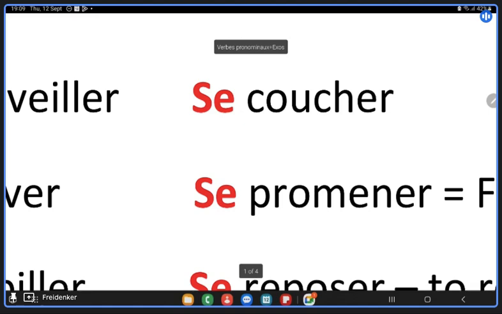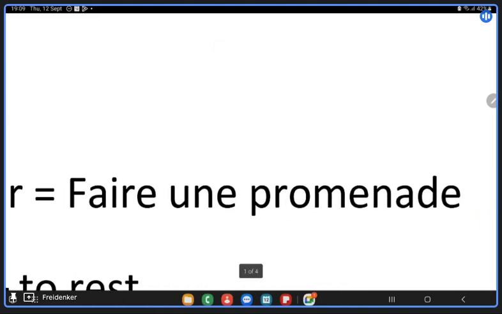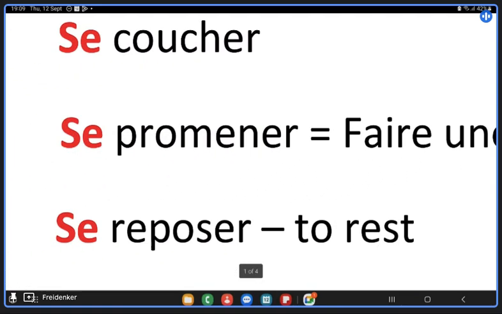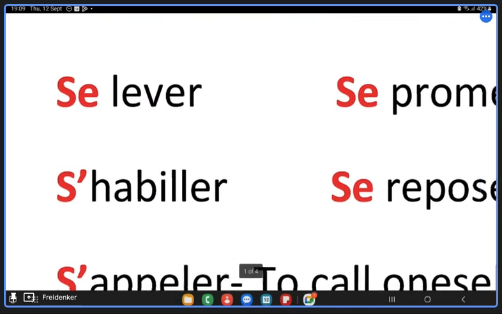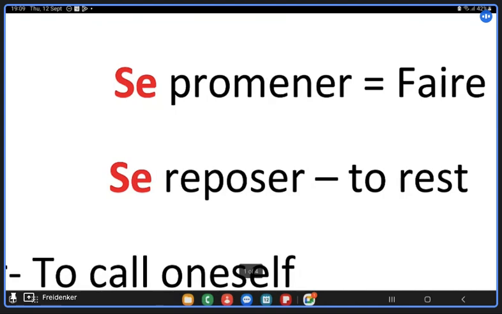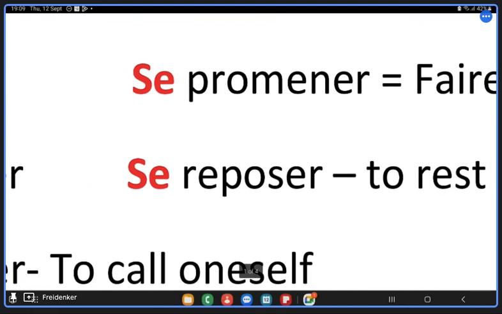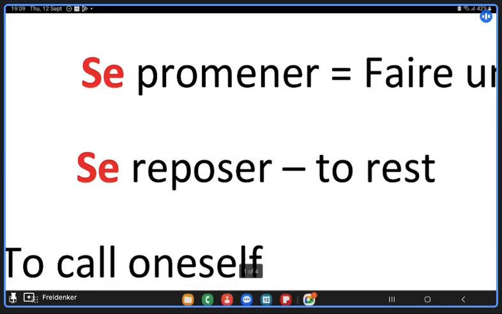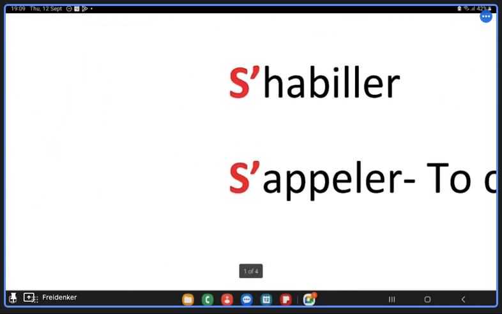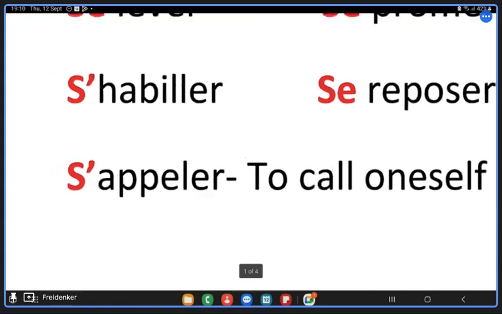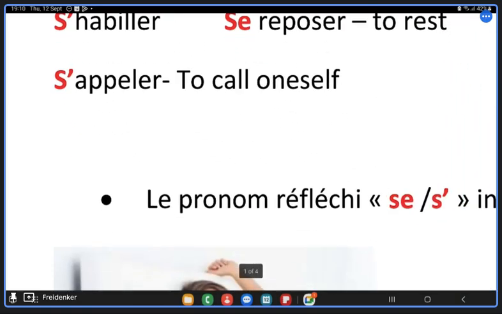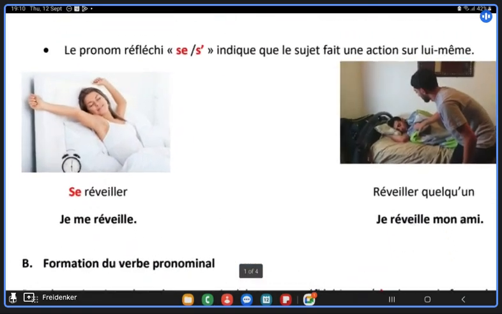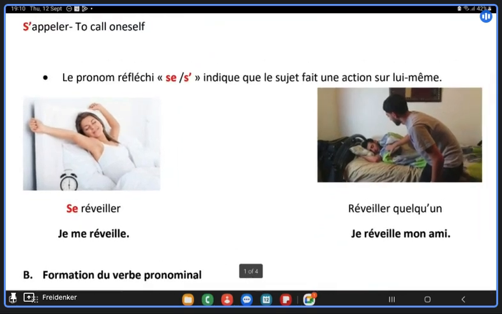Or else, we did look at some expressions. Faire une promenade. We looked at this. You can conjugate faire and use this also. Je fais une promenade. That is another thing. S'habiller means to dress oneself. Se reposer means to rest, to rest oneself. S'appeler is to call oneself. We use this to tell our names. Yes, so I think now this example becomes clearer.